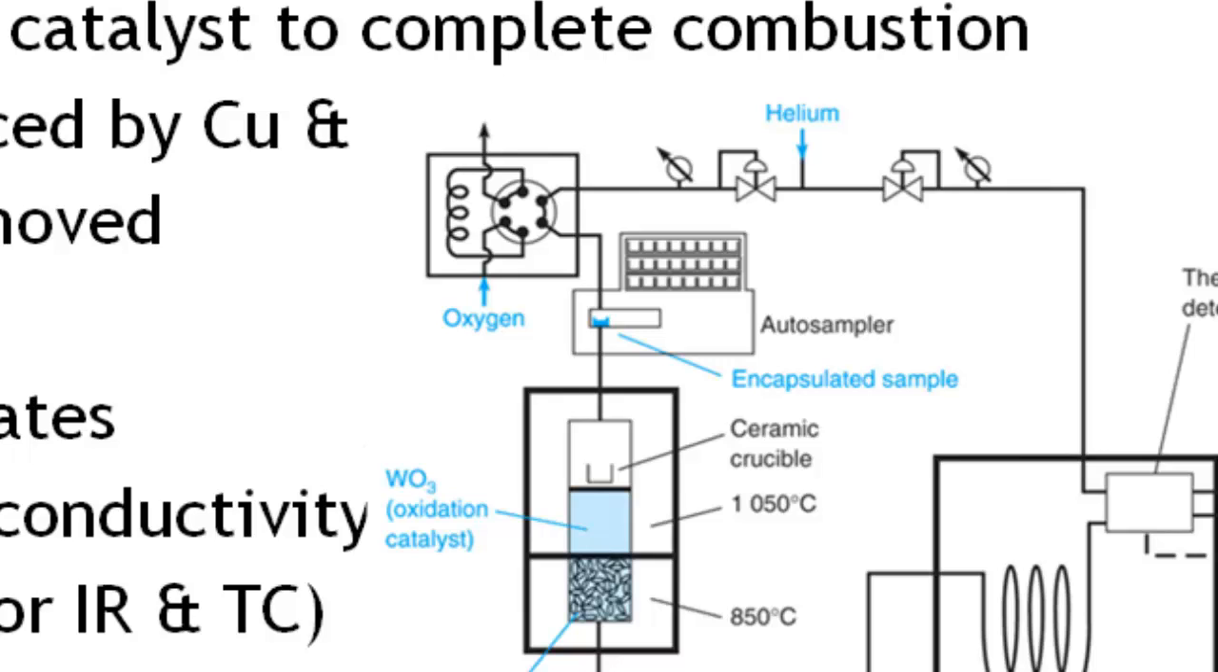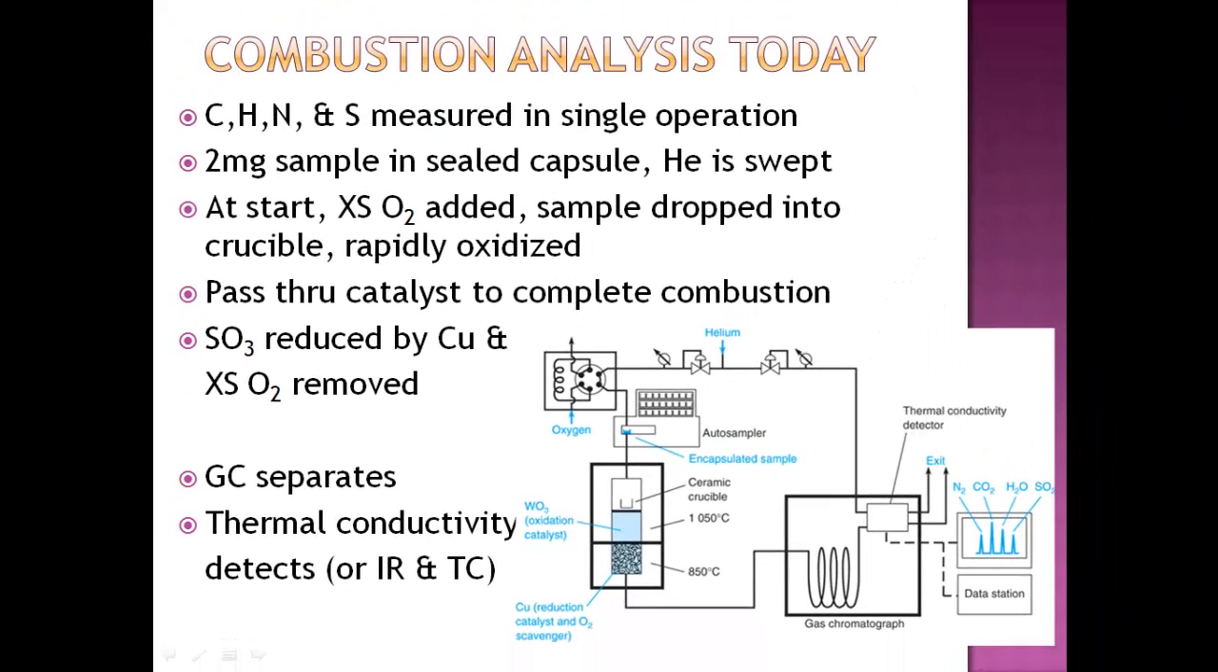Then that little capsule that has your sample in it is dropped into a preheated ceramic crucible. Really, really hot ceramic crucible, where the capsule obviously melts almost instantaneously and the sample is then rapidly oxidized. Those products pass through the catalyst, the WO3, which is tungsten oxide catalyst, to complete the combustion of carbon to carbon dioxide. In the next chamber, the metallic copper actually reduces the sulfur trioxide to sulfur dioxide and removes any excess oxygen that might still be there. But all this happens so that it could finally get to the GC.